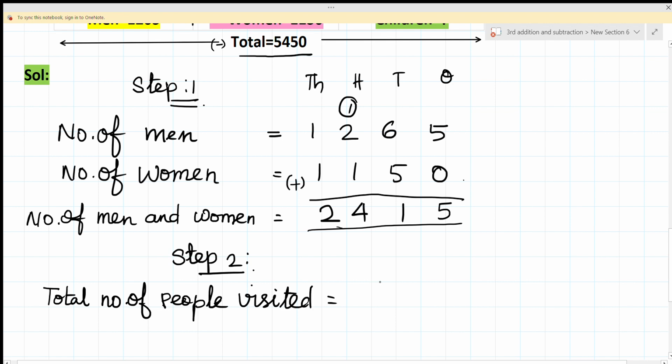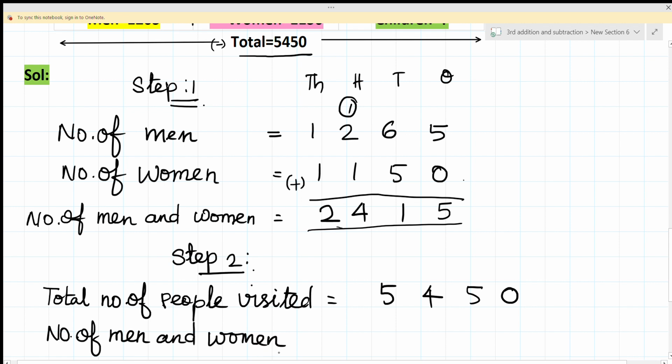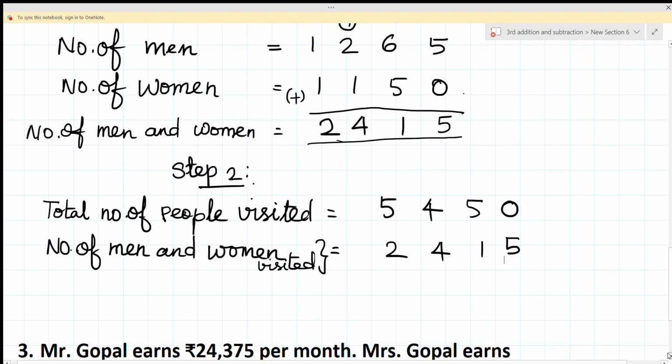It is 5450. And we found the number of men and women visited. How many men and women visited? It is 2415. What we want to find? Yes, we want to find the number of children visited.